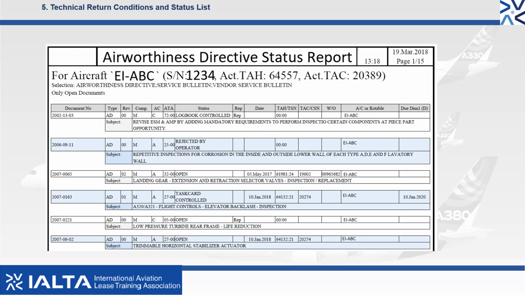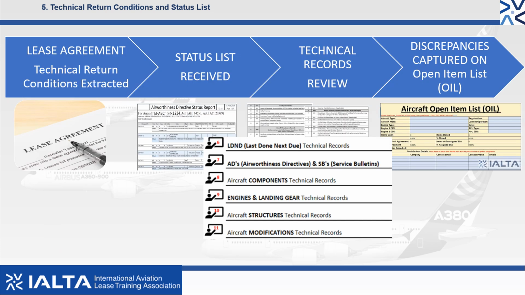The status reports will be certified and indicate 1. The actual total aircraft hours, 2. The actual total aircraft cycles, and 3. The date on which the report was created. In videos number 6 to 11, we will break out the technical records into sections that will assist in explaining the review process.